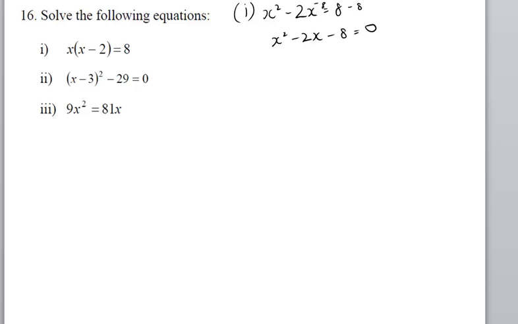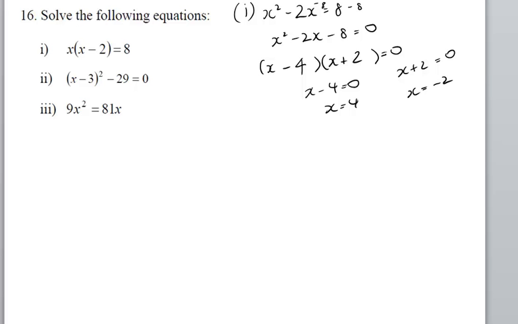We have a negative at the end, so we're going to have an x minus and an x plus. If we had a minus and a minus, this would be a positive. If we have positive and positive, positive. So we must have a negative and a positive. And we think about, well, 8 times 1 is 8, but we're not going to end up with 2. And 2 times 4 is 8. So 2 times 4 will work. If we have minus 4 plus 2, then x minus 4 is equal to 0, x is equal to 4, x plus 2 is equal to 0, x is equal to minus 2.